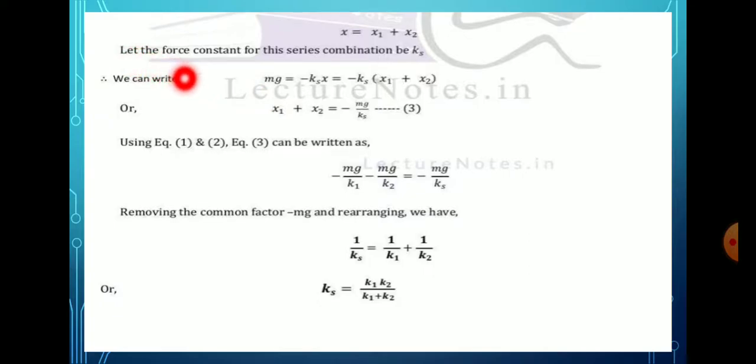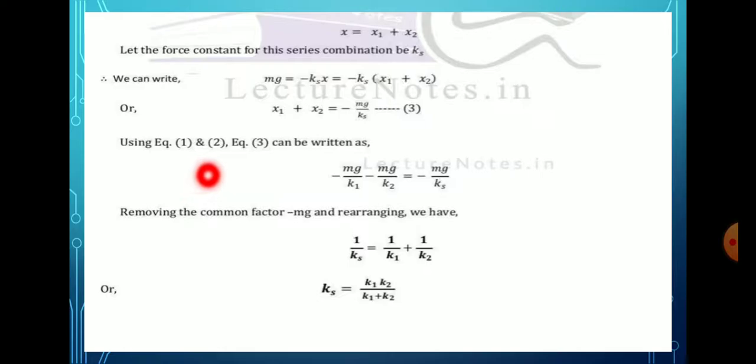Let us denote the force constant for the series combination as a whole as Ks. Then mg is equal to minus Ks into x. Put the value of x, that is x1 plus x2. So x1 plus x2 is equal to minus mg by Ks, that is equation number 3.